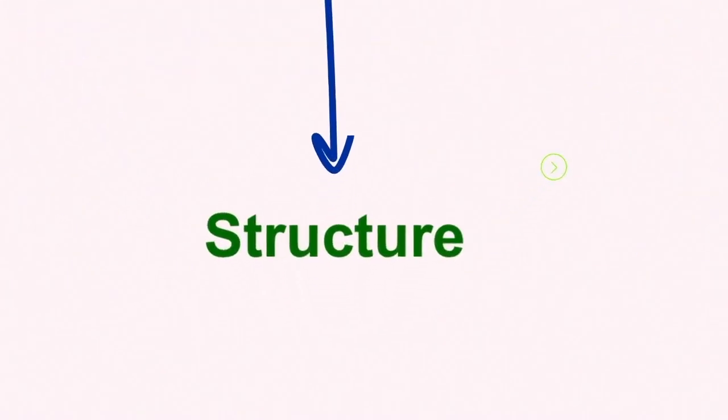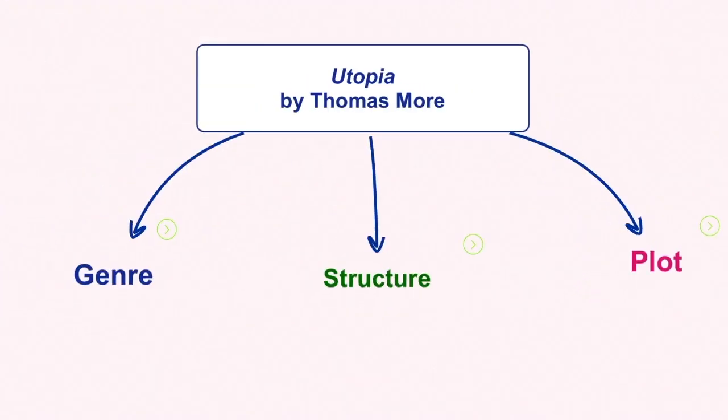Look at the map. Genre, structure, plot. Before you expand any branch, name it. That signals to your teacher exactly where you are.